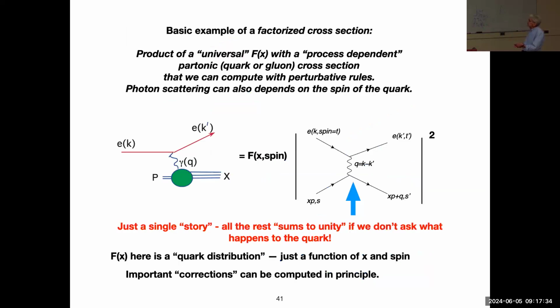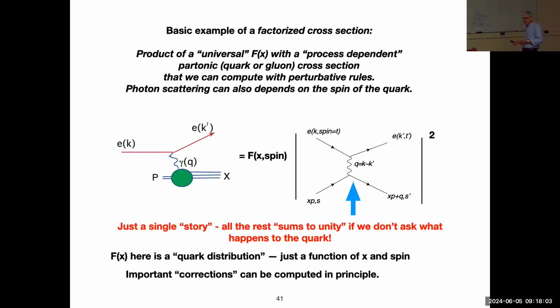Let's go to the next one. So here, this is the basic example of a factorized cross-section. It's the product of a universal function, which we denote here f of x, meaning parton distribution, which we could also think of as lowest order as being the same as the structure function, with the universal f of x with a process-dependent partonic quark or gluon cross-section.